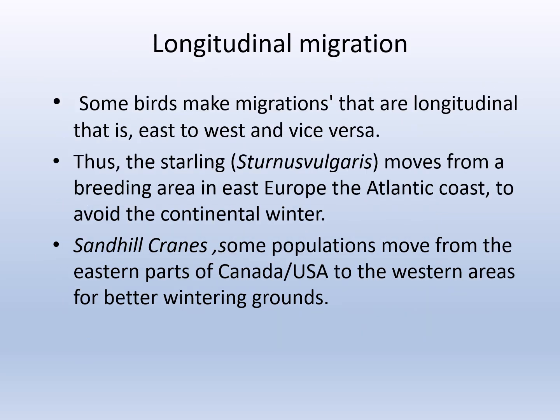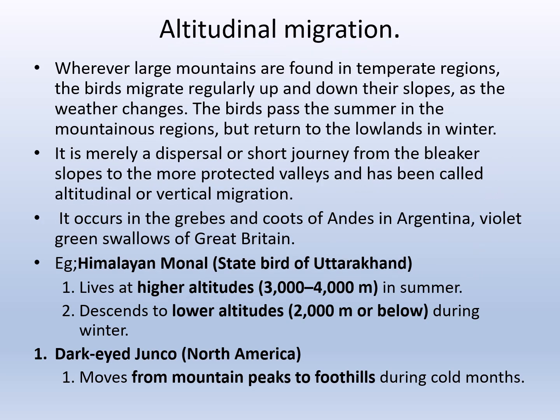Some birds make migrations that are longitudinal. So this kind of migration is called longitudinal migration, that is from east to west and vice versa. Thus, the starling moves from a breeding area in East Europe to the Atlantic coast, to avoid the continental winter. Sandhill cranes, some populations of these move from the eastern parts of Canada or USA to the western areas for wetter wintering grounds. The next kind of migration is altitudinal migration.